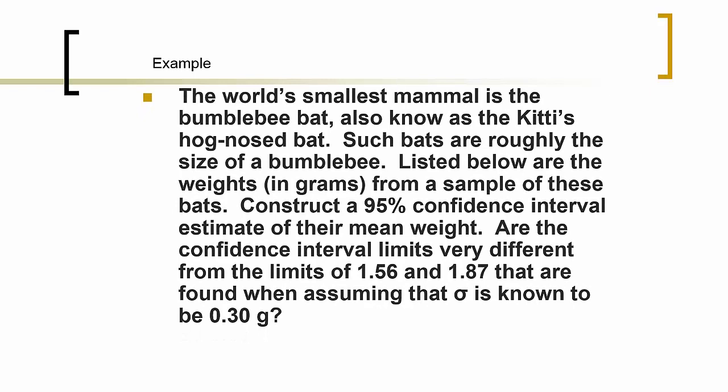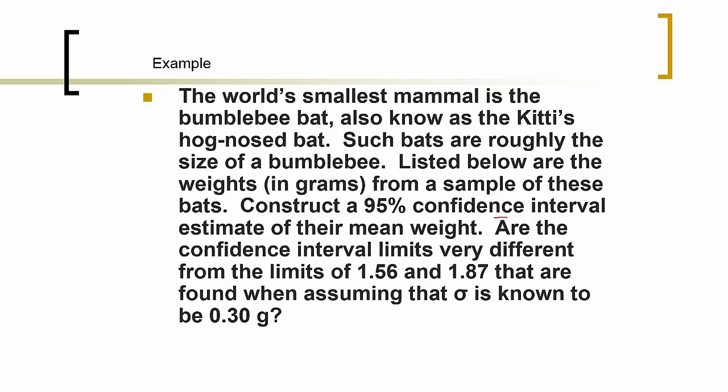The world's smallest mammal is the bumblebee bat, also known as the Kitti's hog-nosed bat. Such bats are roughly the size of a bumblebee. Listed below are the weights in grams from a sample of these bats. Construct a 95% confidence interval estimate of their mean weight. Are the confidence interval limits very different from the limits of 1.56 and 1.87 that are found when assuming that sigma is known to be 0.30 grams?